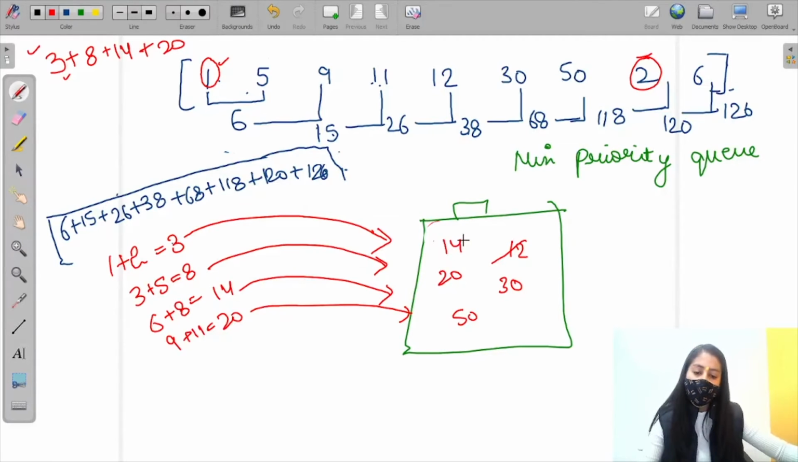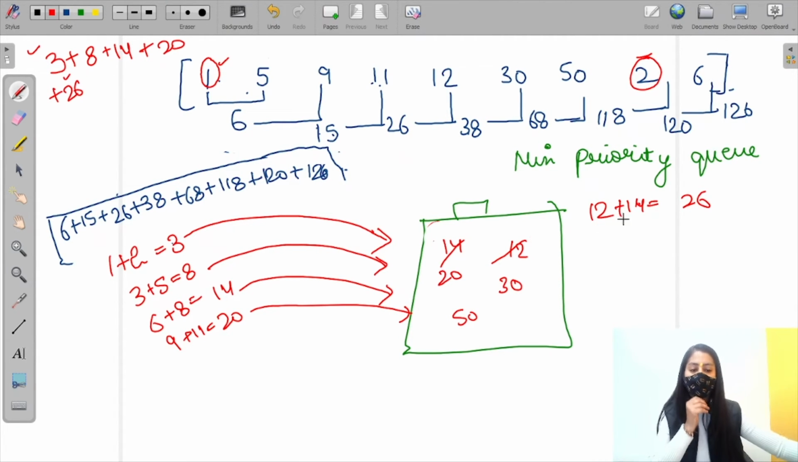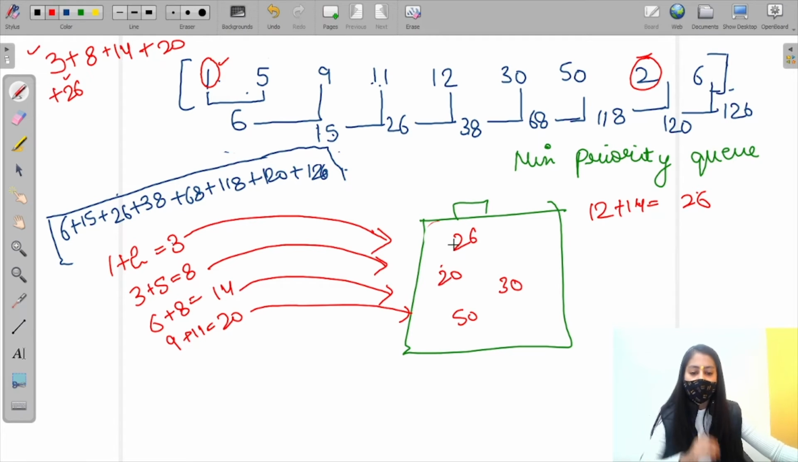Next, the minimum two are 12 and 14. So the sticks of length 12 and 14 are combined, and the cost of 26 is added to my total cost. A total cost of 26 is paid in order to combine these sticks, right? So 12 and 14 are removed from my priority queue, and 26 is added, right? So 26 is added. Next, again remove the minimum two. Now the minimum two are 20 plus 26, right?